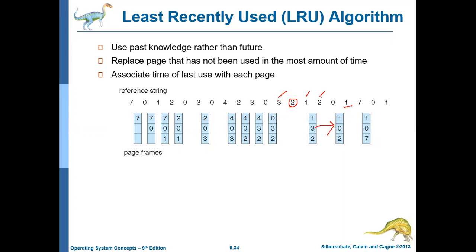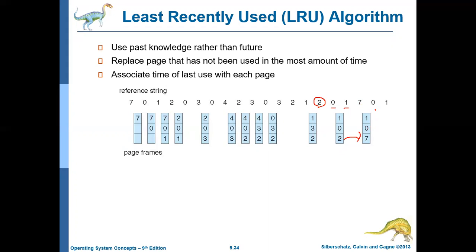Next is 1. 1 is already in the memory, so no page fault. Next is 7. 7 is not in the memory, so 7 should replace either 1, 0 or 2. So 1 is the one which is most recently used. Next most recently used is 0. So least recently used is 2. So 7 will replace 2. That is, 2 will be replaced by 7.